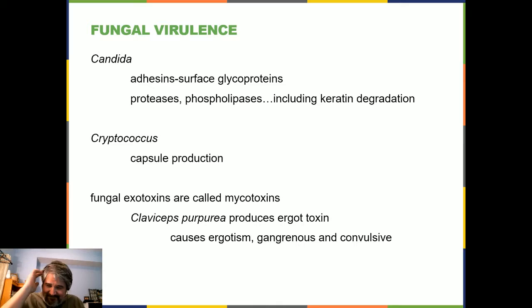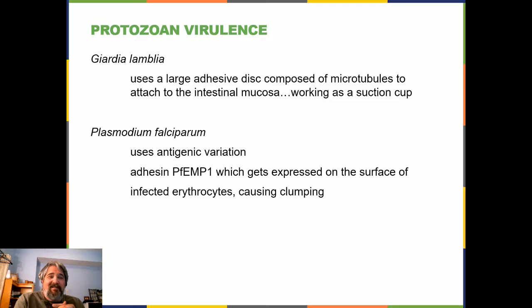Okay, protozoan virulence, some examples. Giardia lamblia uses an adhesive disc composed of microtubules to attach to the intestinal mucosa, and mechanically it's like a suction cup. Plasmodium falciparum, our malaria organism, uses antigenic variation, and the adhesin PfEMP1 gets expressed on the surface of infected erythrocytes, causing clumping.